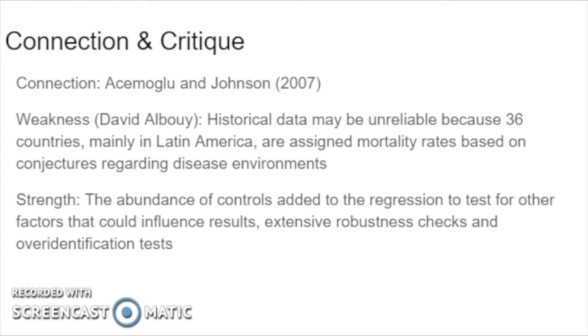A strength of the paper is the abundance of controls added to the regression to test for other factors that could influence the results. The authors undergo extensive robustness checks and over-identification tests to ensure that the effects of institutions and not other factors are affecting GDP differences across countries.